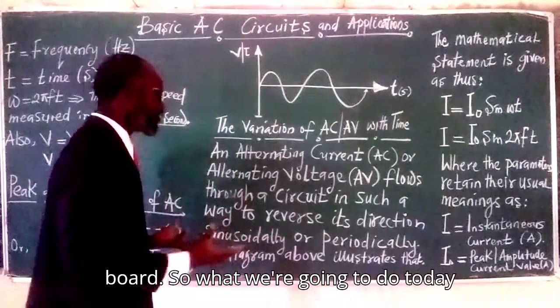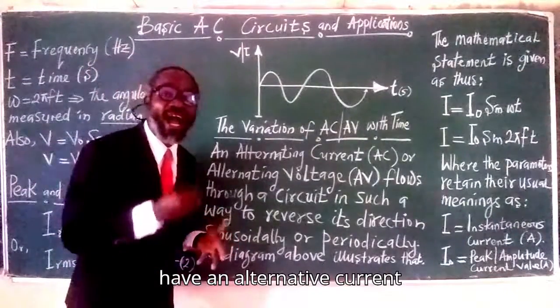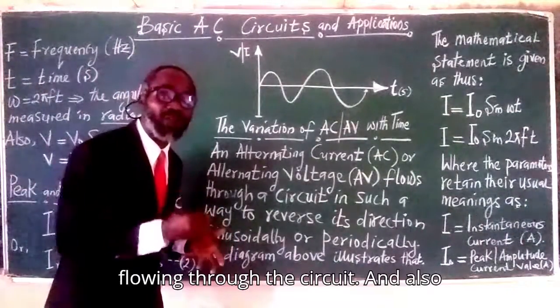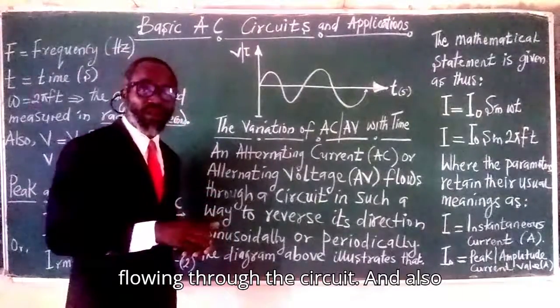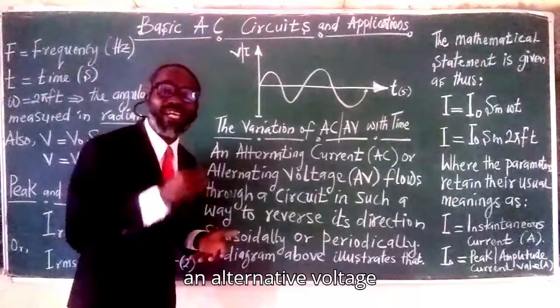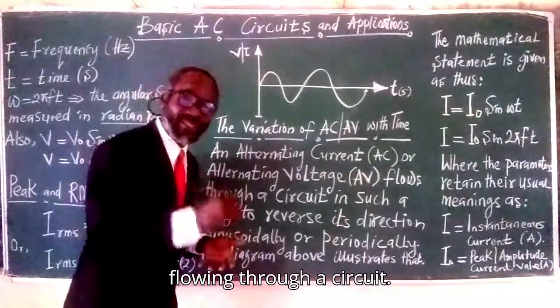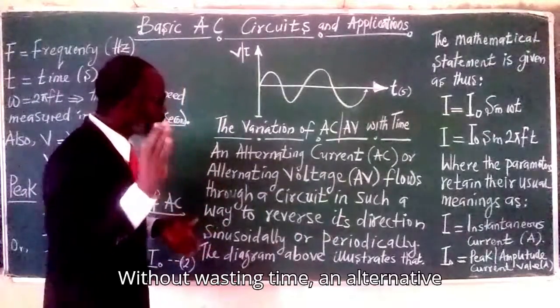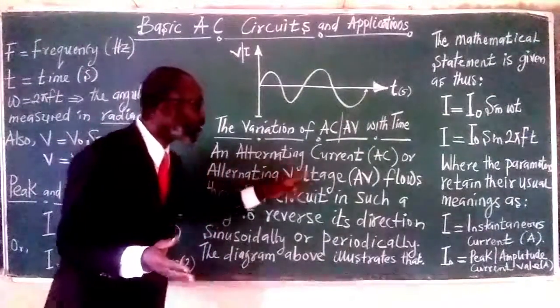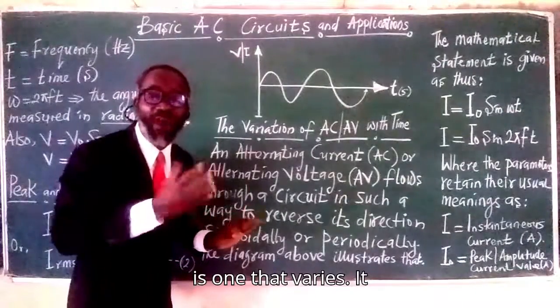So what we're going to learn today is what happens when we have an alternating current flowing through a circuit, and also what happens when we have an alternating voltage flowing through a circuit. Without wasting time, an alternating current or alternating voltage is one that varies.